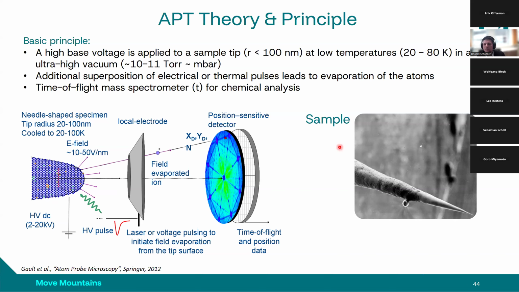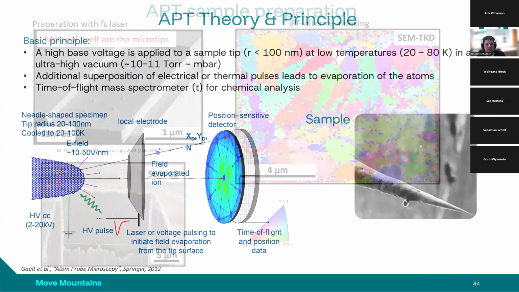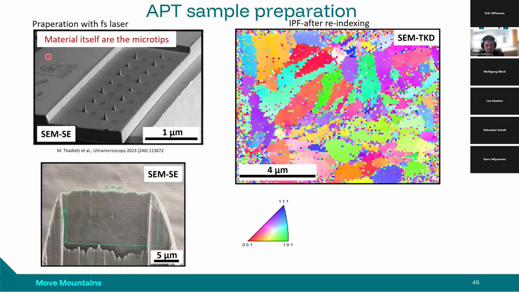The big task is to prepare your sample in the shape of a tip with a radius below 100 nanometers, a few tens of nanometers. That can be done in different ways. For example, you can use a femtosecond laser machine where you first prepare your microtips using this laser. You can see here several tips which have been prepared. And of course, then you need a focused ion beam machine where you can mill or sharpen your tip in the end.